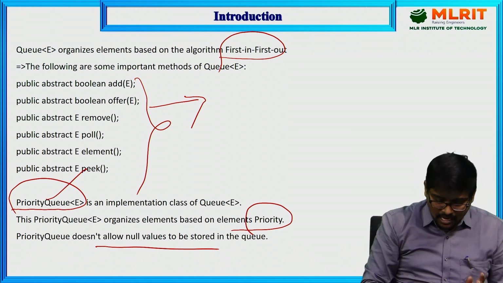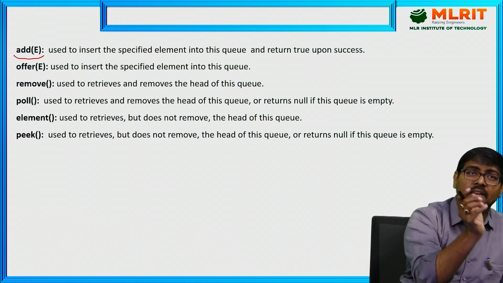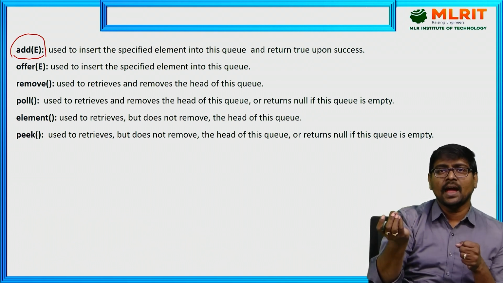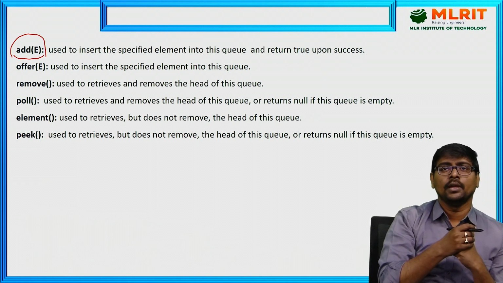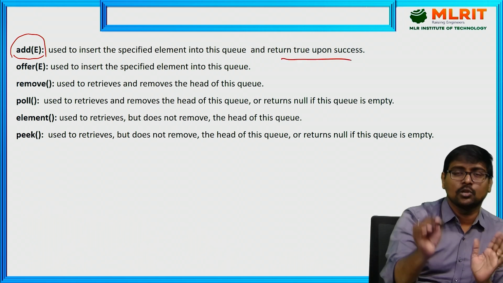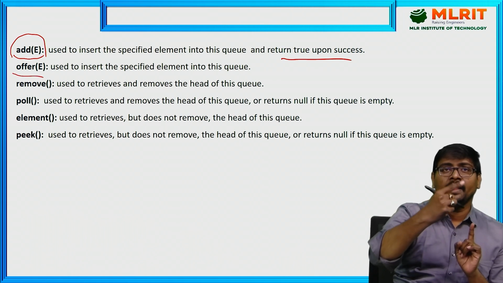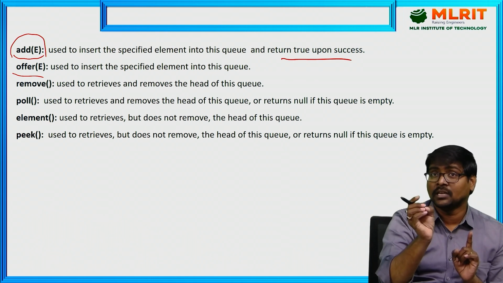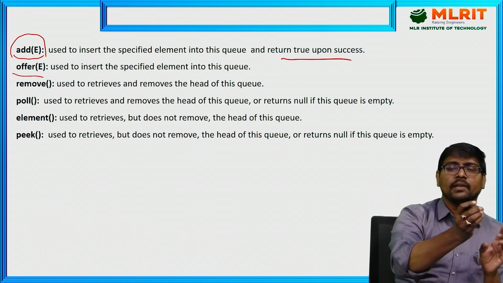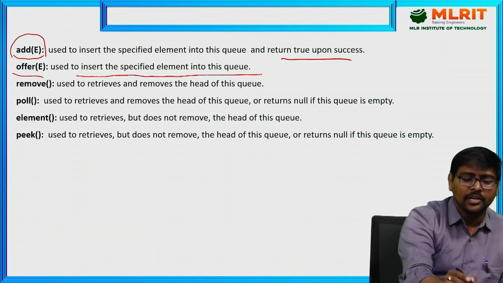Now, what is the operation of each one? First, add(E). Here E specifies an element. Add(E), as the name specifies, adds an element into the queue. If the addition operation is successful, it returns true. Next, offer. Both add and offer work in the same fashion, but offer does not throw an exception. If it is possible to add, we can add; if it is not possible, it simply ignores it. Use it to insert the element into the queue.